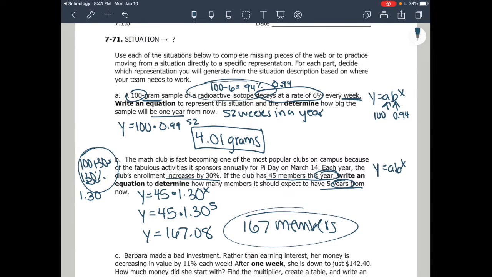All right, so now the next one gets a little more complicated. It's asking for a table. If you see that bold on there. So let's go to C.